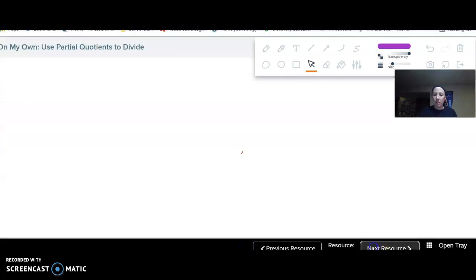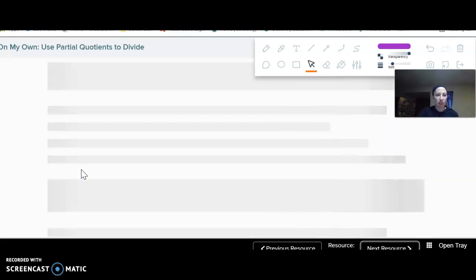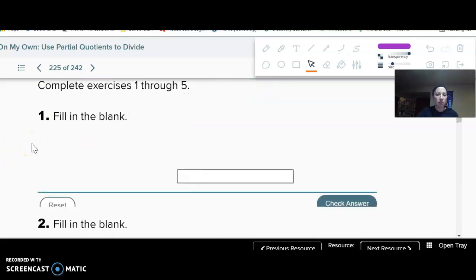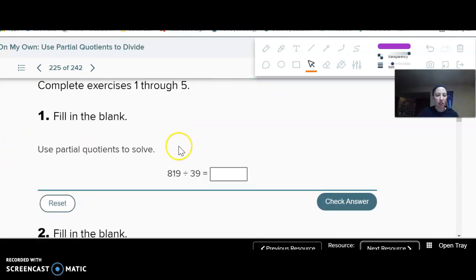All right, let's do another example. I'll have you try this one and see if you can get it. You have space on your notes. If you need more space, use a whiteboard, use blank paper. Takes a little bit of space, takes a little bit of time, but that is fine. 819 divided by 39. Go ahead and try.